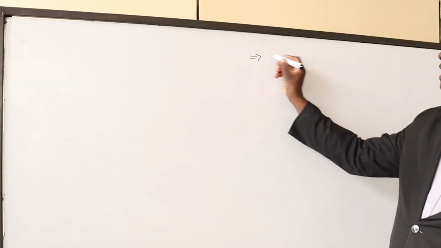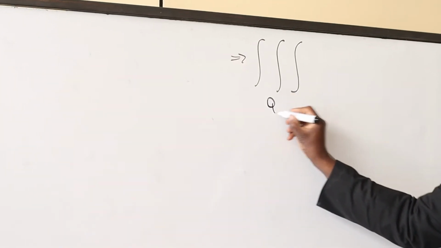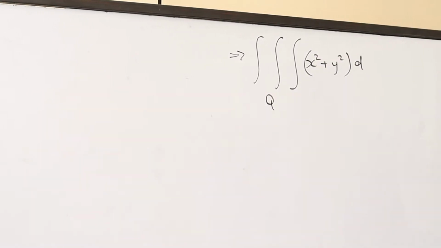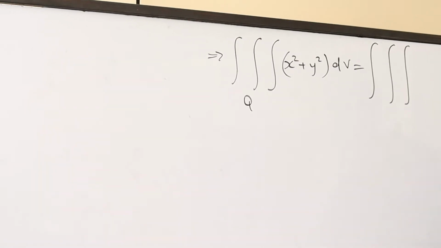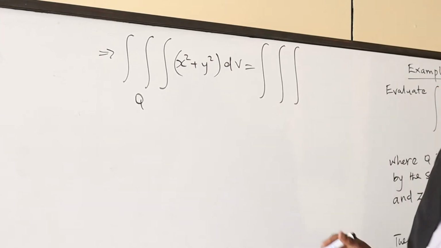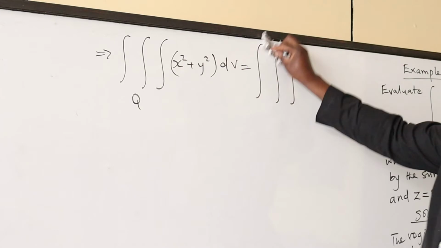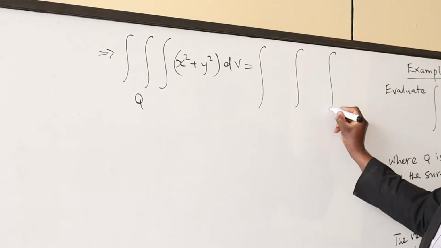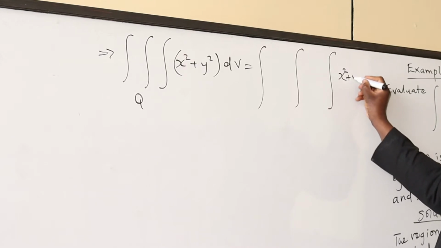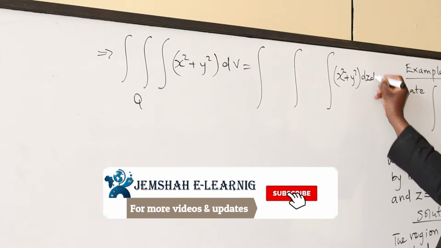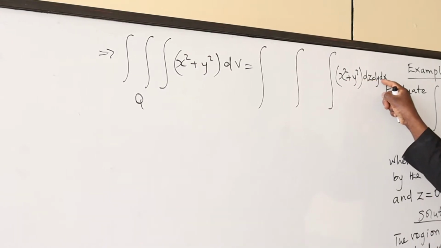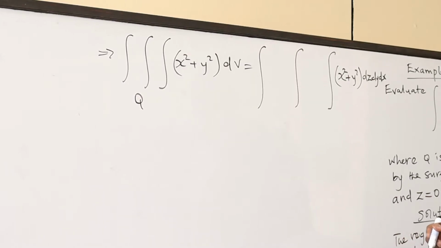So this implies our triple integral, here, of x squared plus y squared dV will be equal to a triple integral of x squared plus y squared dz dy dx. Now we are integrating this.